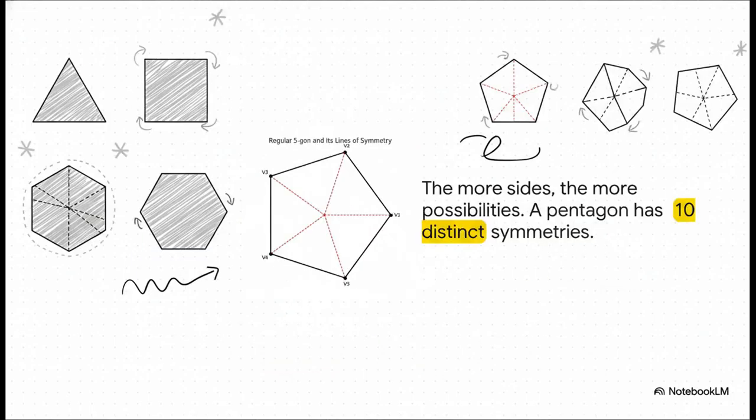So you're probably starting to see a pattern here, right? As we add more sides, the number of symmetries just keeps growing. This pentagon, it has 5 ways to rotate and 5 ways to flip, giving it a grand total of 10. It's like every shape comes with its own little instruction manual of allowed transformations.